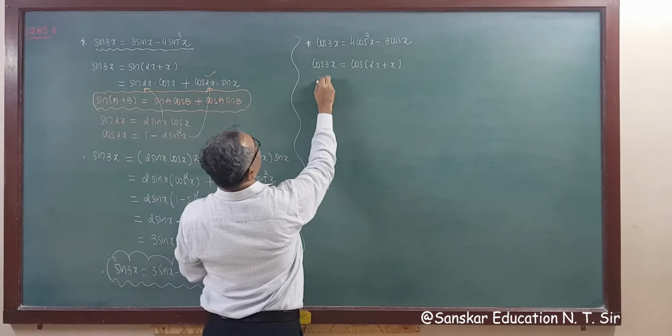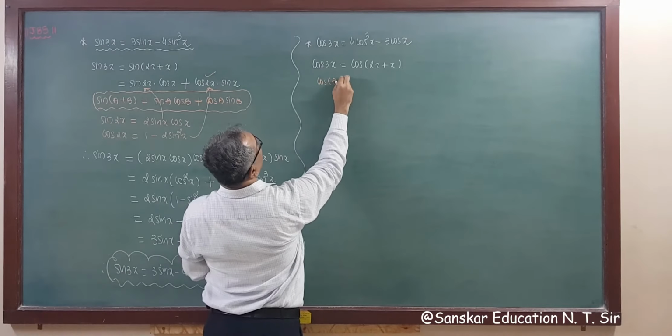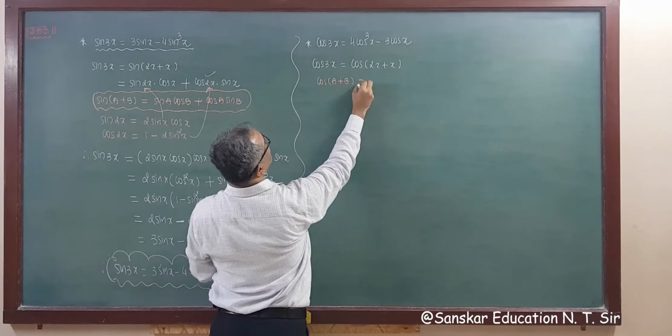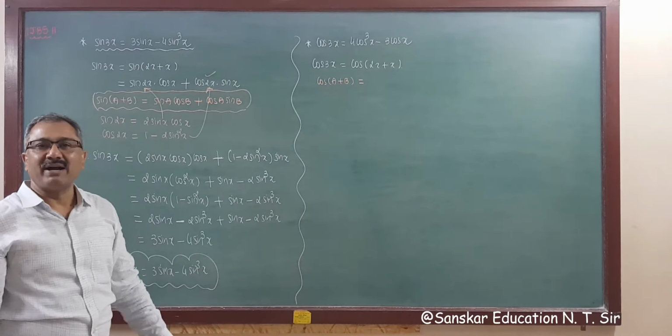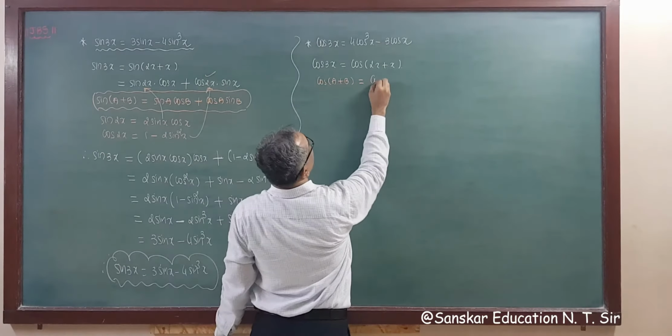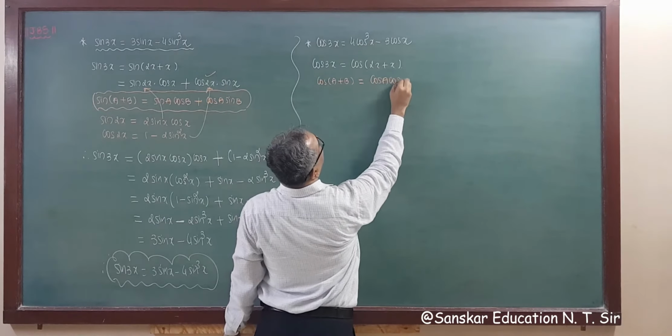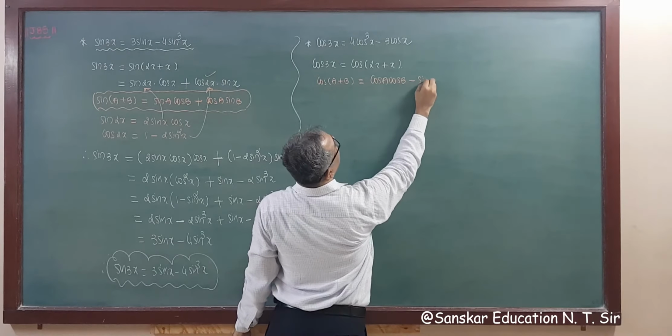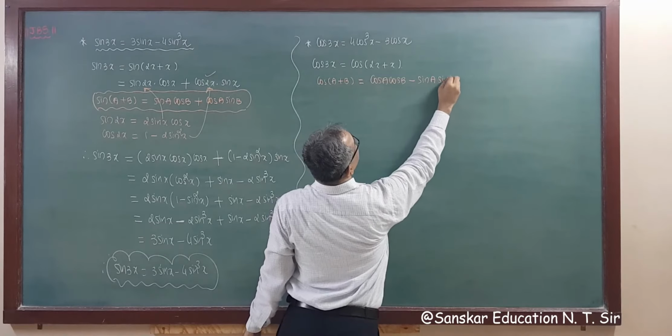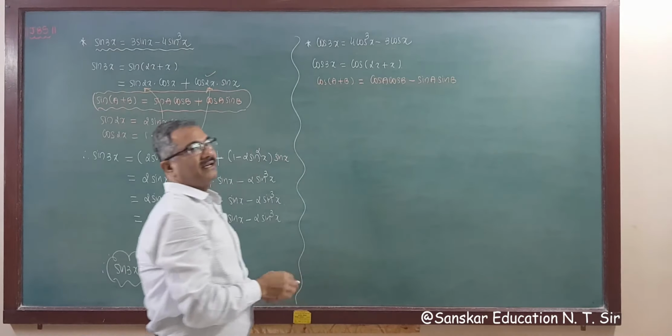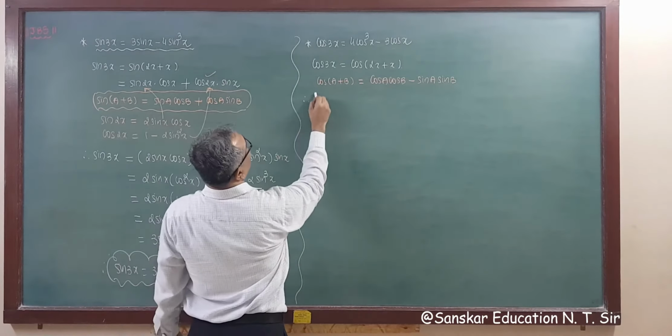So cos(a + b) is a very well-known formula, and you have memorized it also. That is cos a cos b minus sin a sin b. This is a known formula, right? So applying this formula, what do we get?